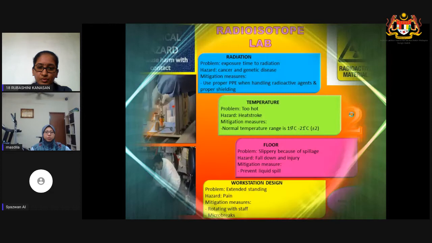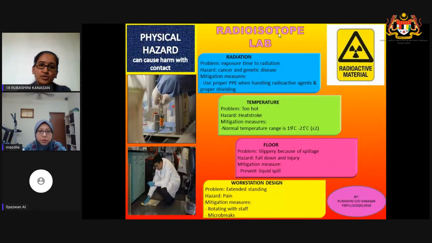It's a poster. Okay, I chose the radioisotope lab, and mine is a physical hazard, which can cause harm with contact. The first one I chose is radiation. The problem is exposure time to radiation. The hazard is cancer and genetic disease if it is a long exposure time. Okay, the mitigation measure is to use proper PPE when handling radioactive agents, and most important, all the items we handle should have proper shielding.